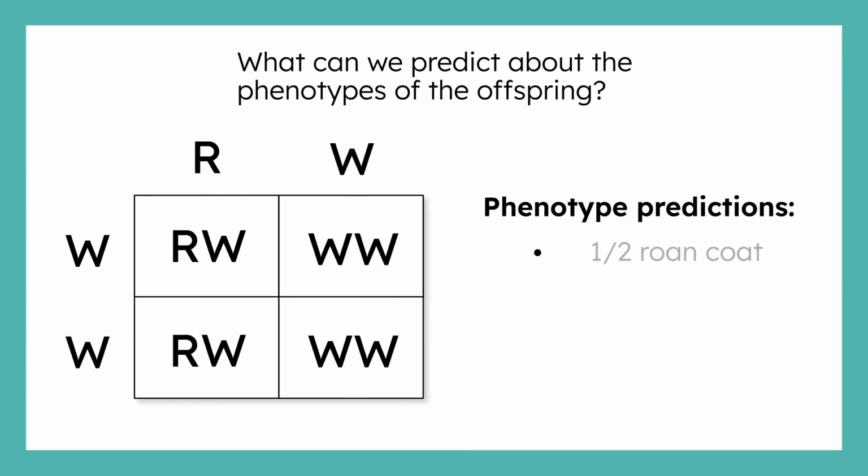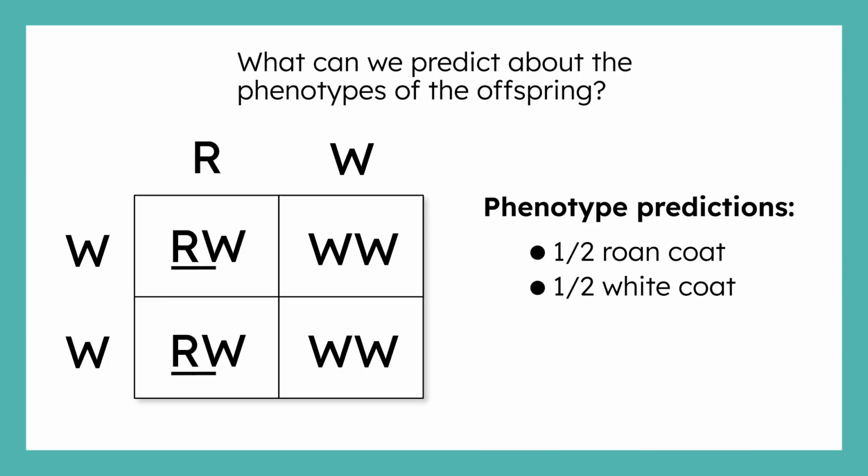We can predict that half the offspring will be heterozygous, or have a roan coat, and half will be homozygous for the white coat. Just like with incomplete dominance, the process is very similar to crosses that follow Mendelian inheritance. The main difference is how the heterozygous genotype is expressed as a phenotype.